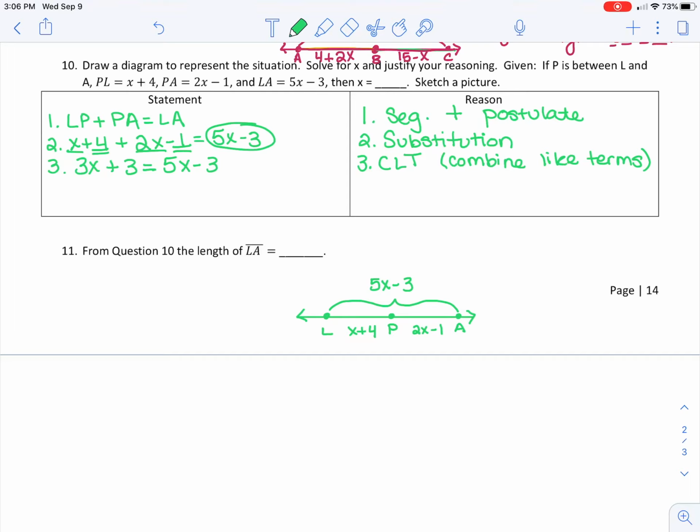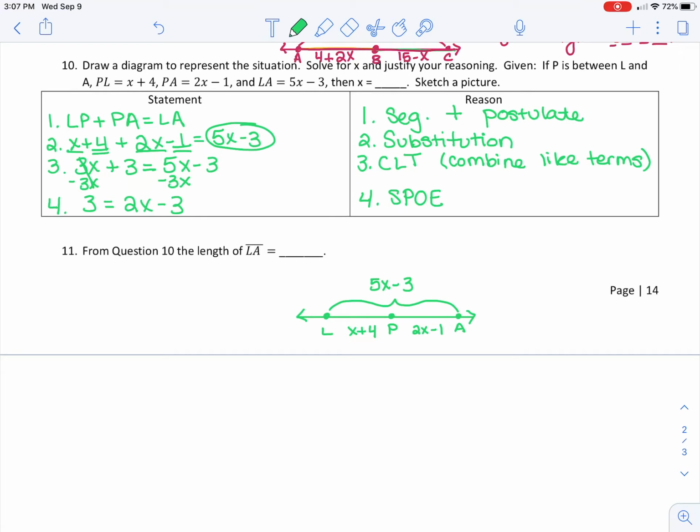Okay. My next step is I just have to find a way to solve this like I normally would an equation. So what I'm going to do is I'm going to subtract this 3x over. If I do that, I'm left with 3 is equal to 2x minus 3. Okay, and I got to number 4 by the subtraction property of equality.